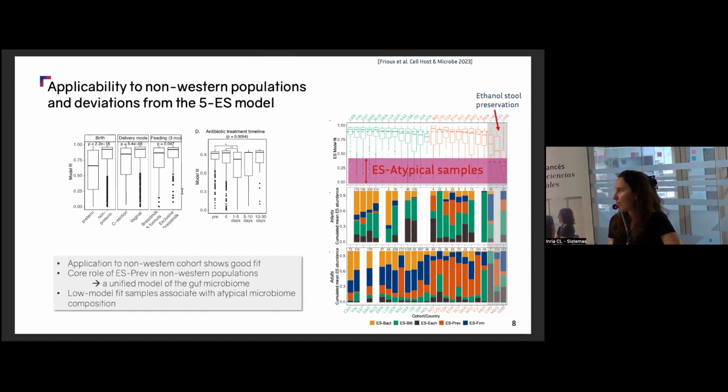infants born after 9 months. It decreases in C-section delivery birth mode. It decreases after antibiotic treatment. So actually, the fact that the model fits more or less can be used to identify and to describe perturbations of the gut microbiome composition.